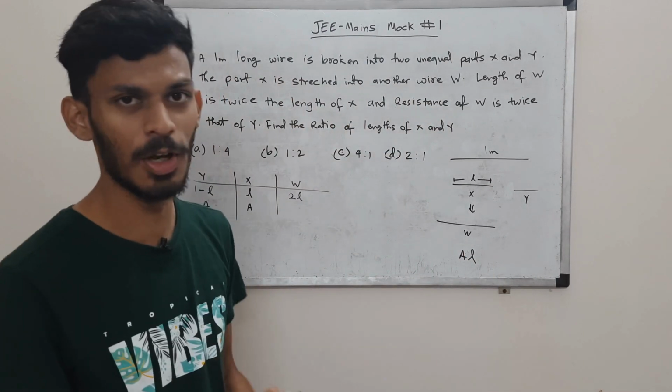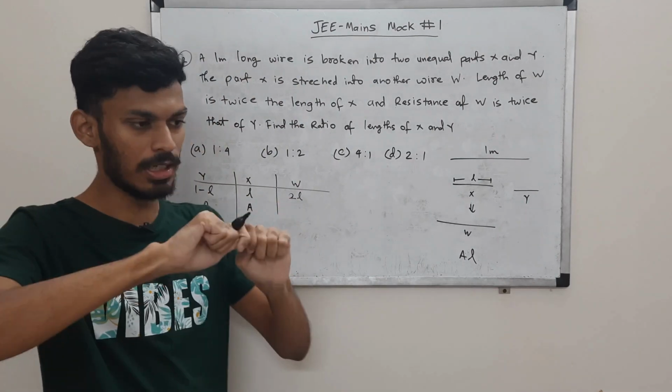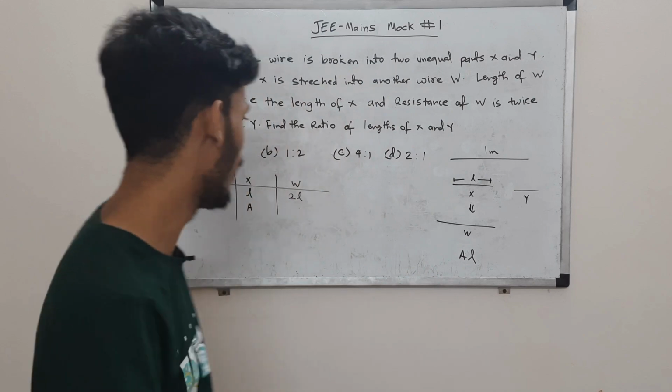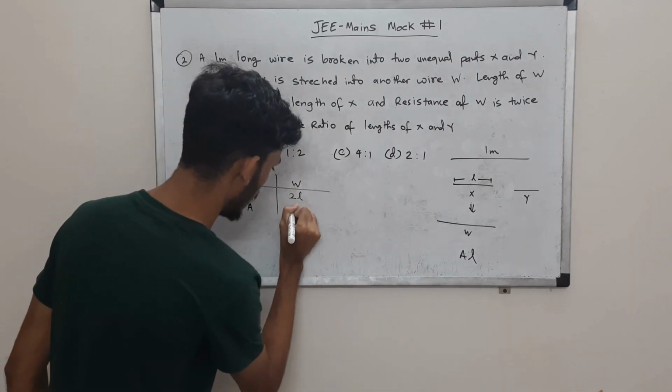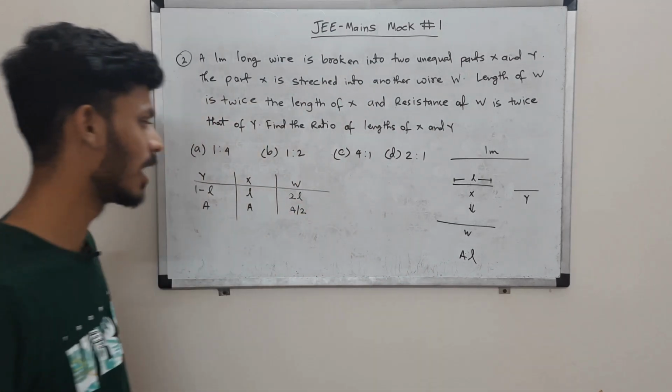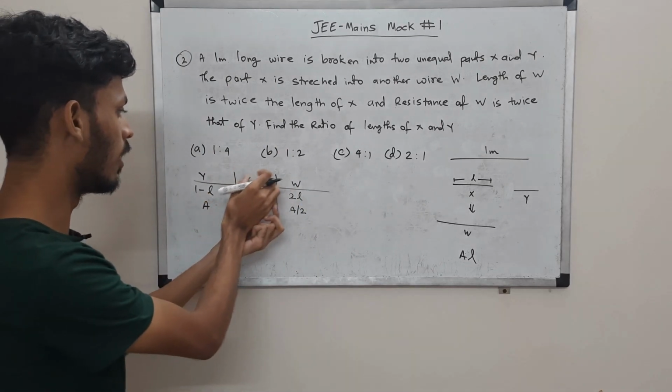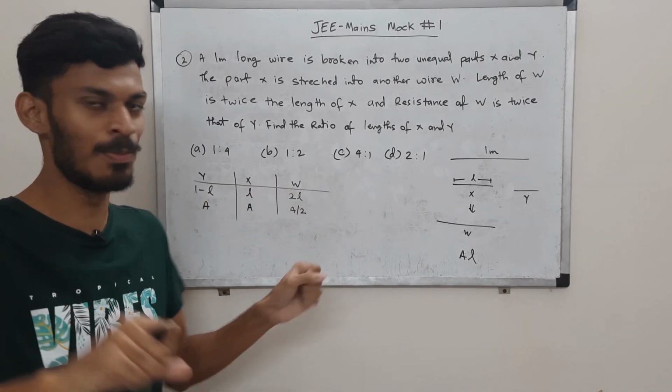Basically the volume should be constant. So if you stretch the wire to twice its length, the area will become half, so that this ratio remains the same. Okay, so if you see, W was the stretched piece of X.